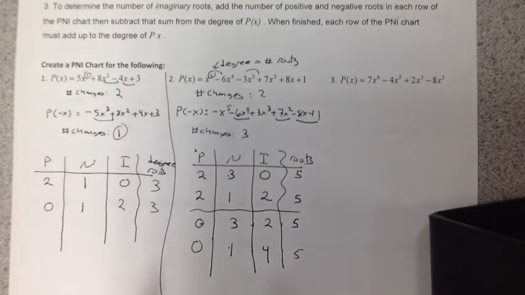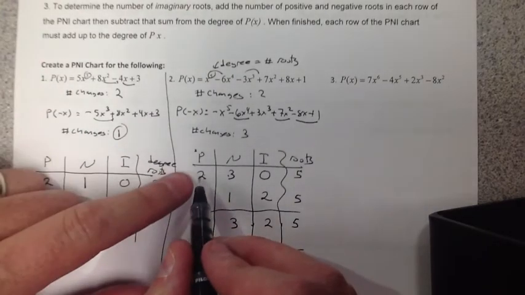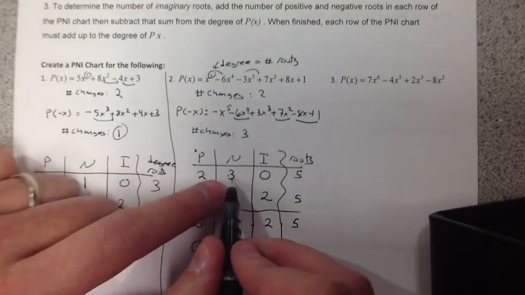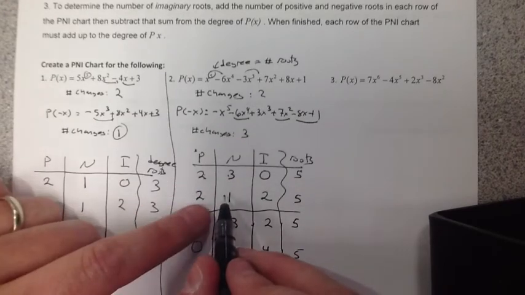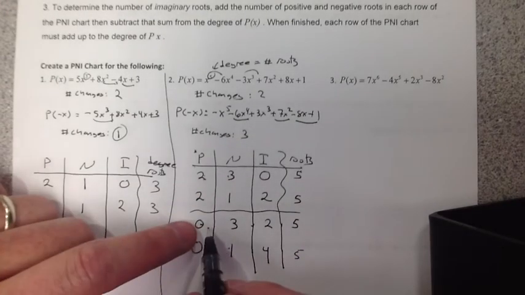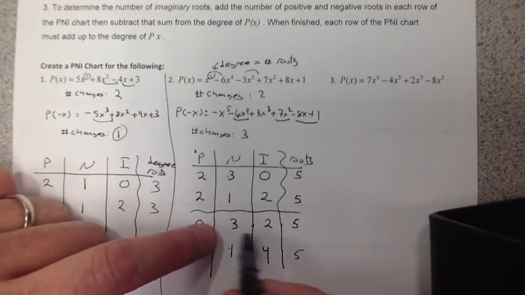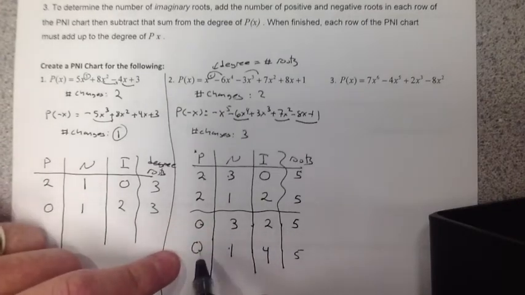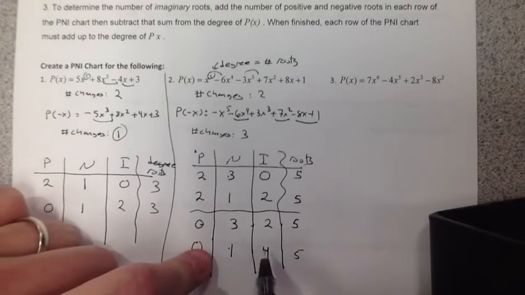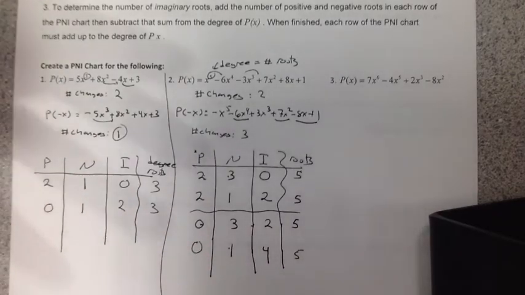Basically, what this helps us do is eliminate choices later on. It's saying we could have 2 positives and 3 negative roots. We can have 2 positive, 1 negative, 2 imaginary roots. We can have no positives, 3 negatives, and 2 imaginaries. Or we could have 0 positive, 1 negative, and 4 imaginaries. It just takes care of all the types of combinations of roots we can have here.